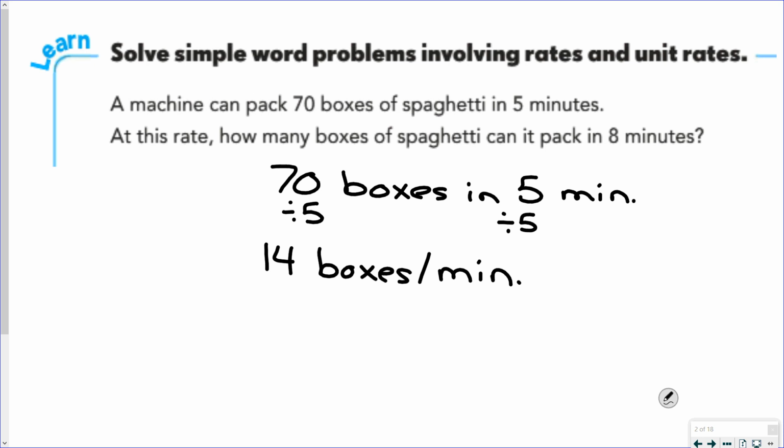Now that we know that we have a unit rate of 14 boxes a minute, and we want to know how many boxes we can get in 8 minutes, we would then take our unit rate times 8, and we would get an answer of 112 boxes.